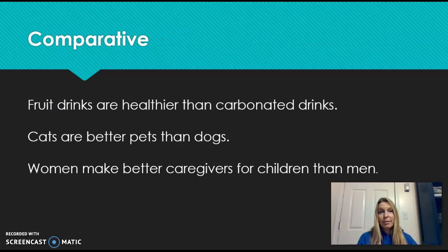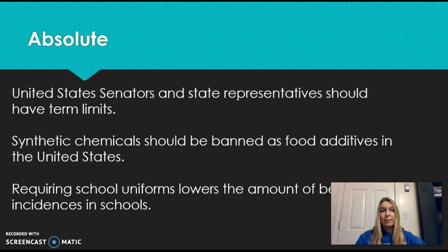A comparative resolution. Fruit drinks are healthier than carbonated drinks. Again, there's that scale. Fruit drinks are healthier than carbonated drinks. Cats are better pets than dogs. Women make better caregivers for children than men. Take a look at that. You do not see the words, I think, or any type of emotion. These are written as a statement of fact because your job is to prove them as such.